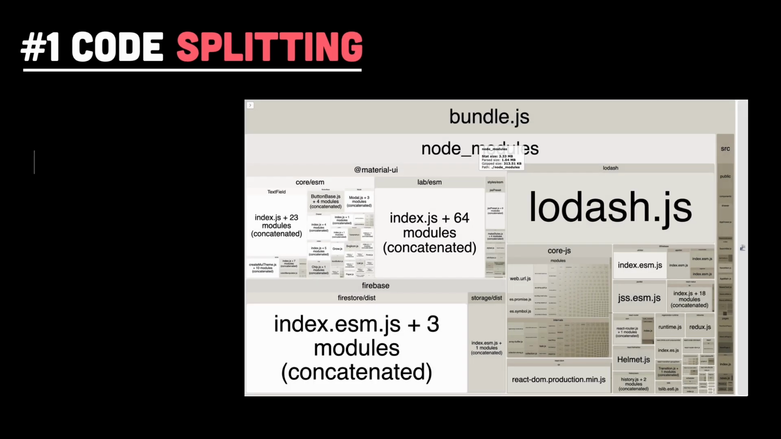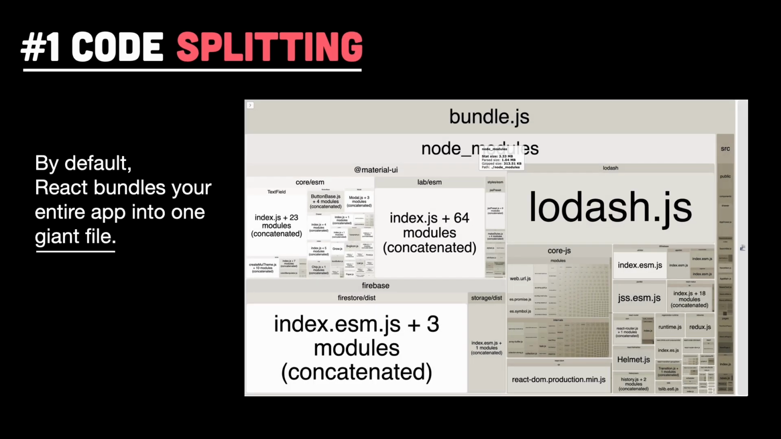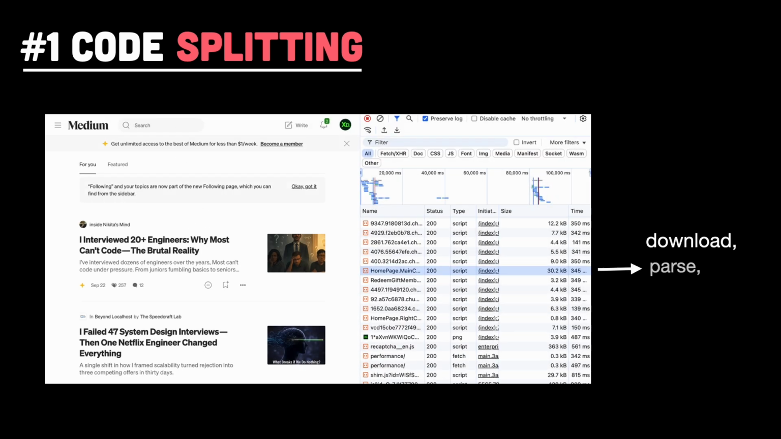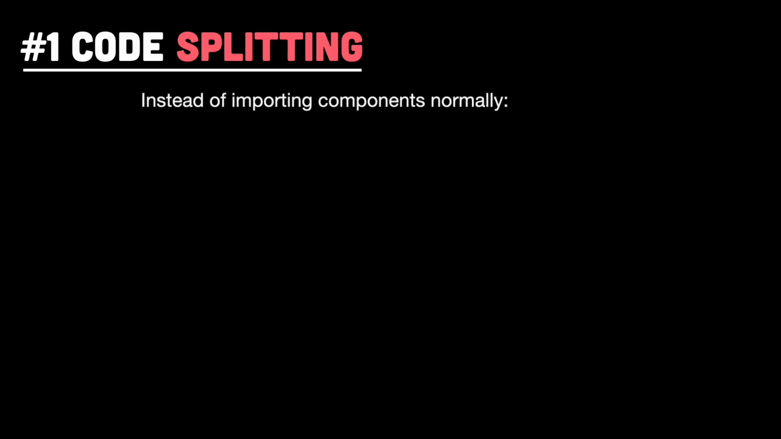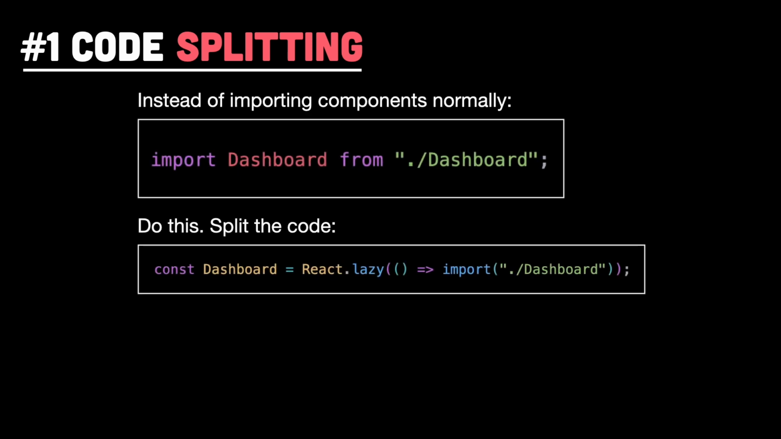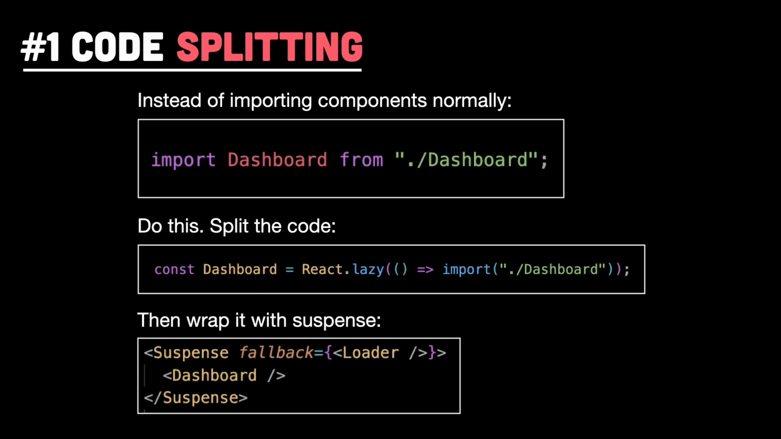By default, React bundles your entire app into one giant file. That means the browser must download it, parse it, and execute it before your app even shows up. So instead of importing components normally, you should split the code. Now the dashboard code is downloaded only when it's actually rendered. This reduces time to first paint, which users feel instantly. And there's less upfront work leading to faster load.